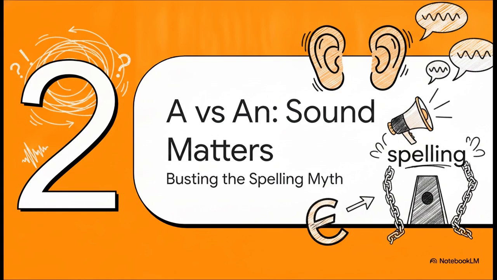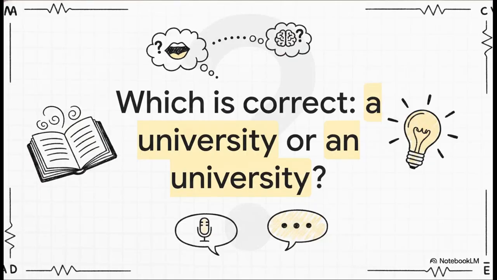We need to completely bust the spelling myth right now. For years, a lot of us were taught a really oversimplified rule. A goes before consonants and an goes before vowels. But that rule was based entirely on spelling. And honestly, spelling's a total trap. Think about this for a second. Which one is actually correct? A university or an university?